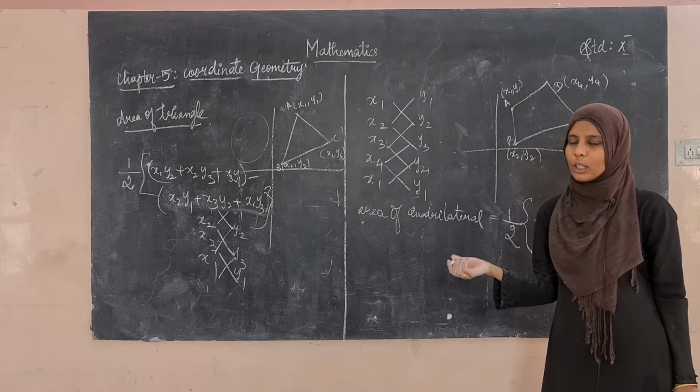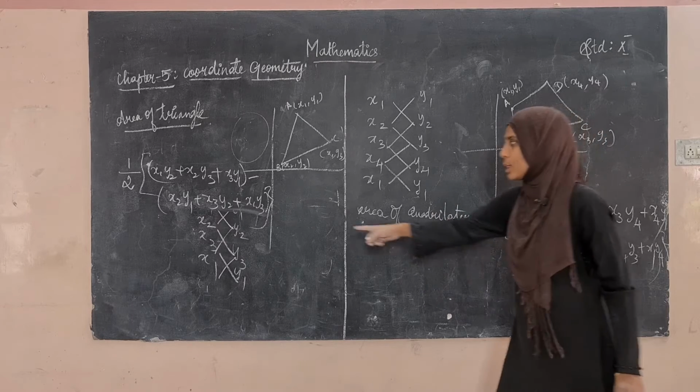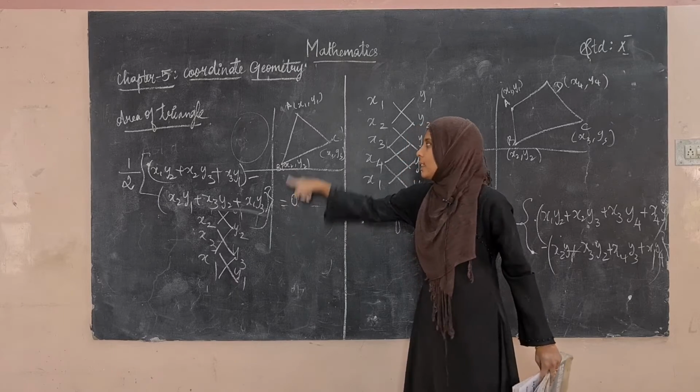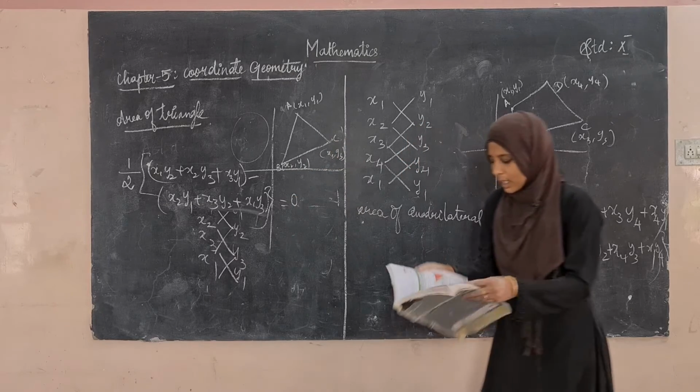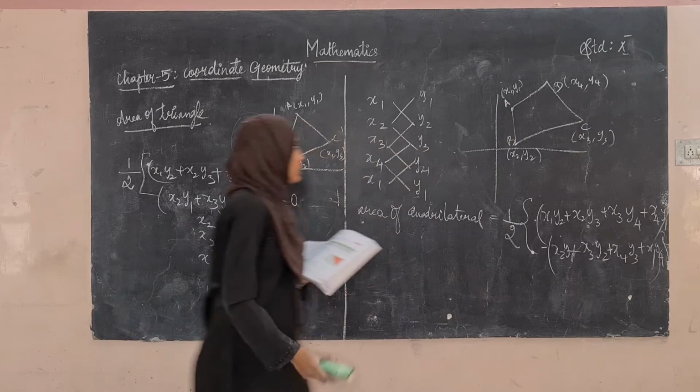You will be using that in your sums. Area of triangle will be equal to 0. Area of triangle, you have to use this formula. If this formula is equal to 0, then you can say that these 3 points are collinear. Okay, now shall we solve the sums? Yes, let us solve the sums.